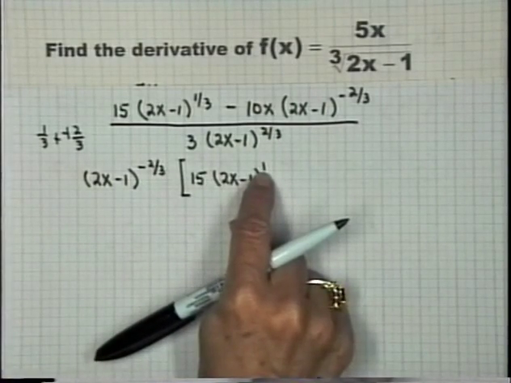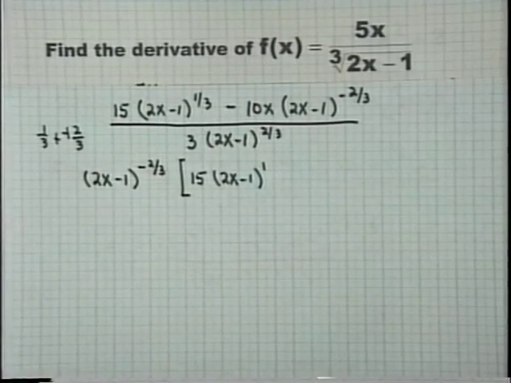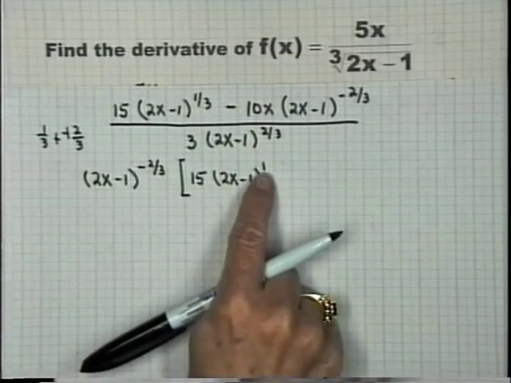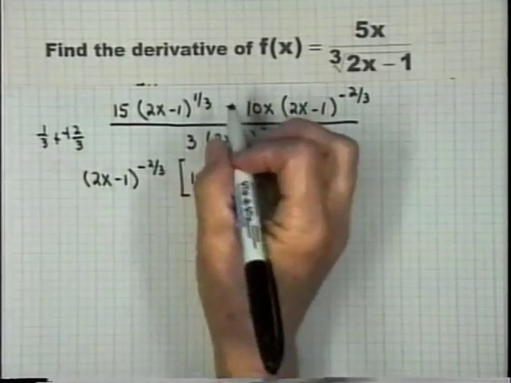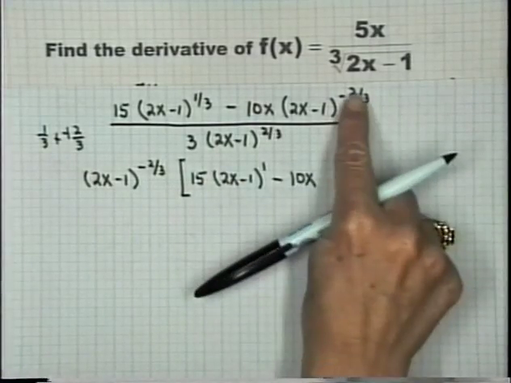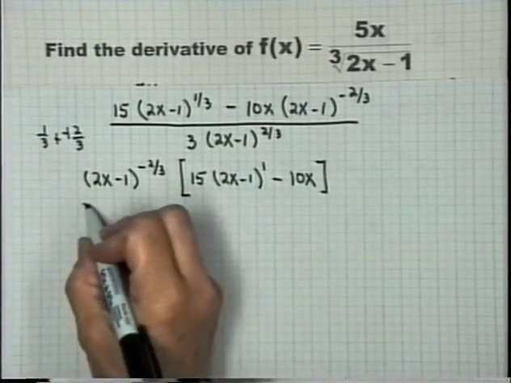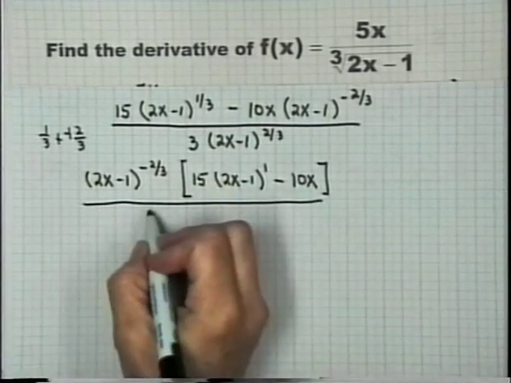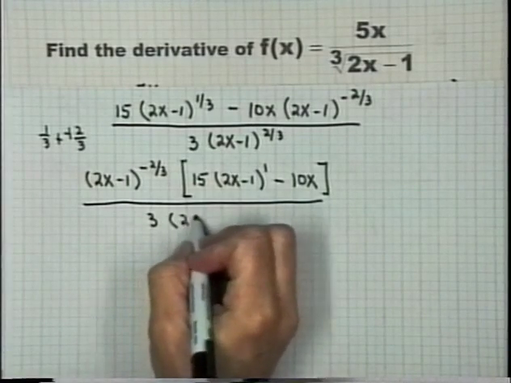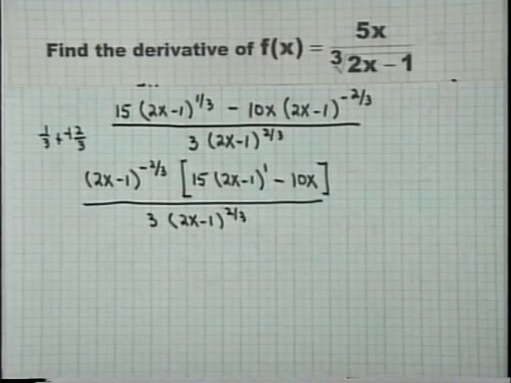So this needs to be a 1, because added to negative 2/3, that gives me my 1/3 here. In any case, you need to understand that that's a 1 right there. Now, in the second term, minus, I've got the 10x, and because this is the power that I factored out, that factor is completely gone, and I don't have that any longer. Now, this is over my 3 times 2x minus 1 to the 2/3 power.